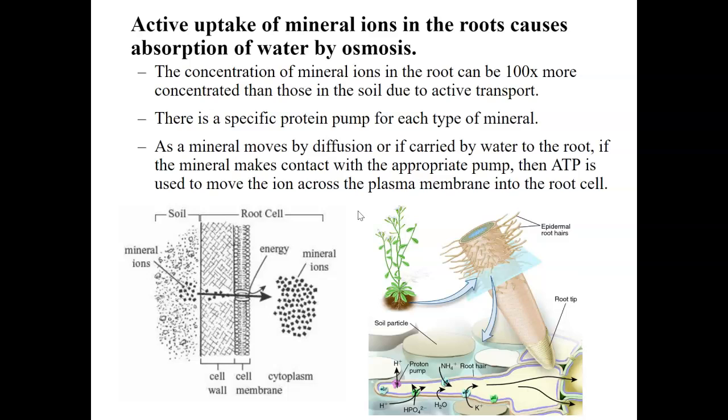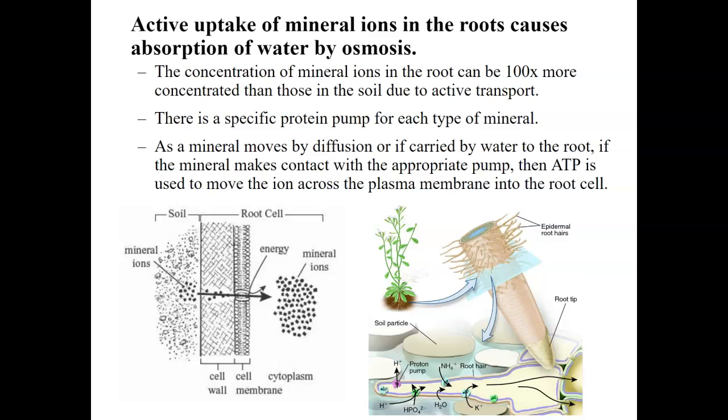So we're constantly moving mineral ions into the root by active transport, and this allows us to concentrate those ions inside the root cells at really, really high levels of concentration. The root cells themselves can be 100 times more concentrated in these ions than the soil itself. And again, this is due to active transport. We're actively transporting these ions into the cell. And it's highly specific how this is done.